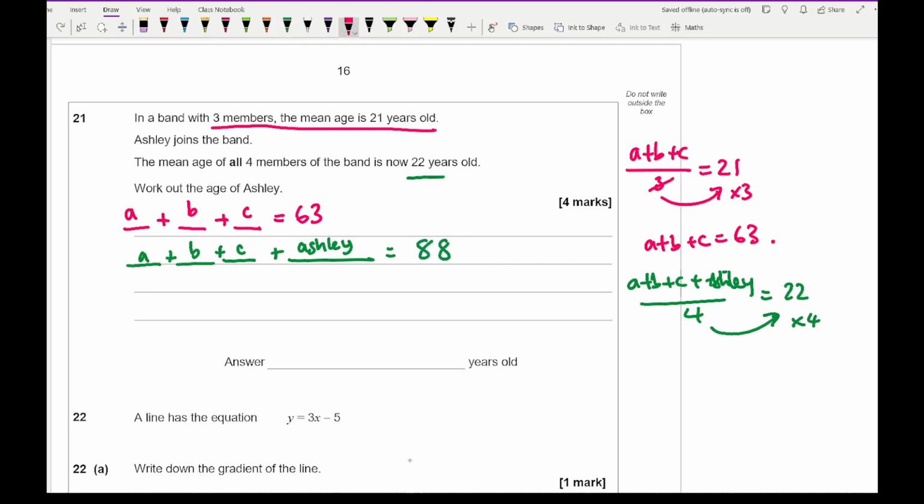Well, I know that these 3 people's age adds up to 63. So 63 plus Ashley equals 88. So Ashley equals 88 minus 63. And if I type that into my calculator, I get the correct answer of 25 years old.